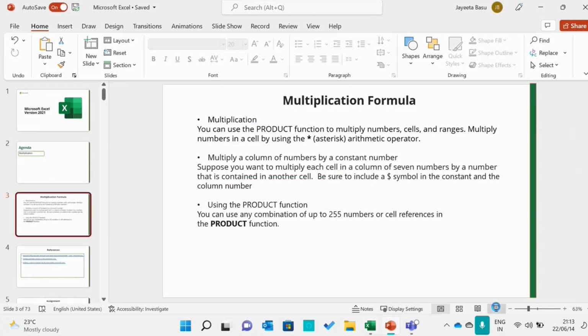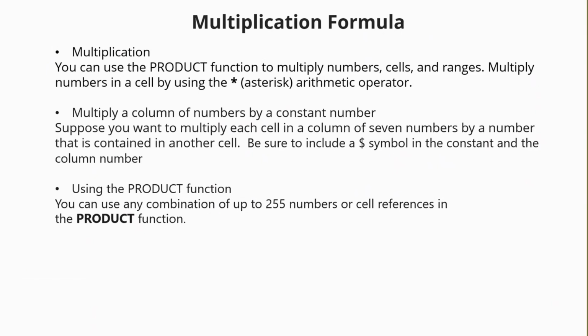Now we will learn about the product function. The product function is used whenever you want to multiply a cell range. For example, you want to multiply 10 numbers. There are two ways to do it.